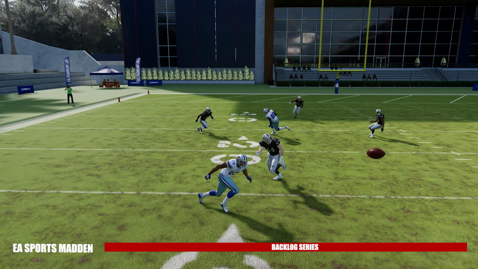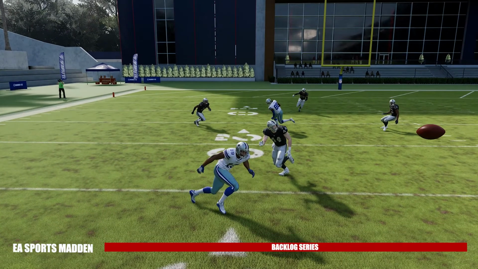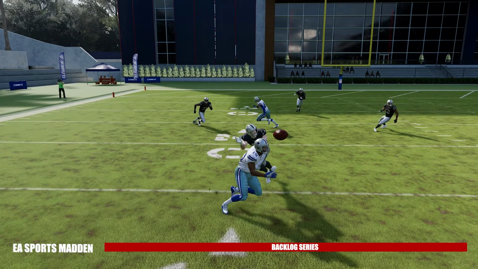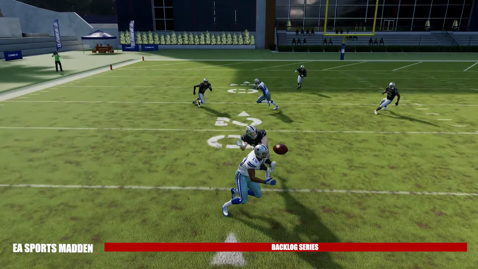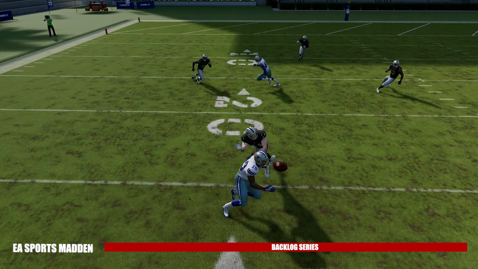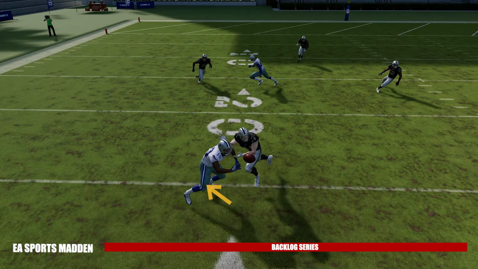Now, this is not a one-time occurrence. This happens more often than you believe. You can see that this ball right here was meant to be intercepted by the linebacker. You see it, he's right there. He's going for the ball. There's only one problem. The wide receiver is in the way. So, what does the game do in a situation like that? Let's go step by step.